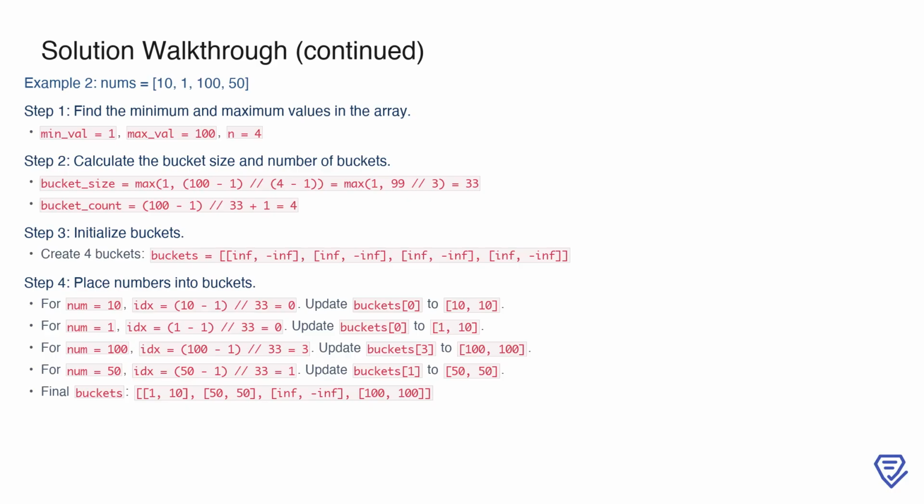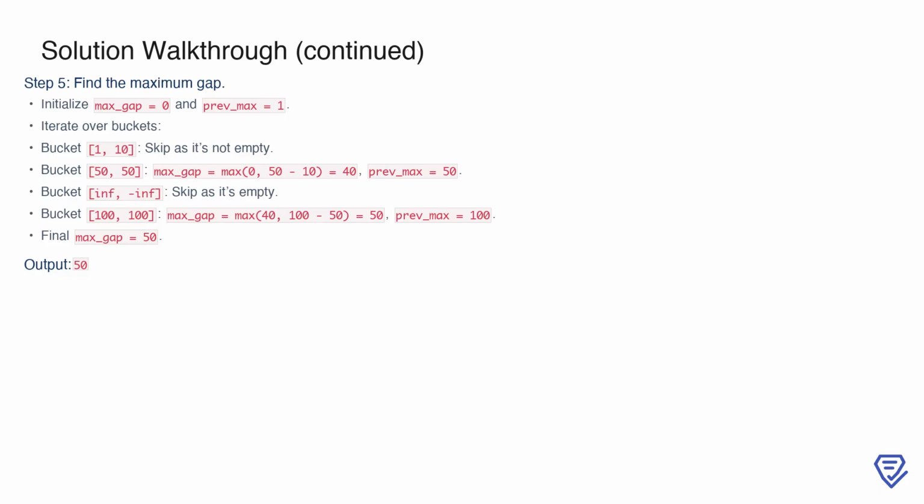After placing all the numbers, the buckets are [1, 10], [50, 50], [INF, -INF], [100, 100]. With the buckets populated, we calculate the maximum gap for nums equals [10, 1, 100, 50]. We initialize max_gap as 0 and prev_max as 1. Iterating through the buckets, we begin with [1, 10], where the gap is 0, and prev_max becomes 10. Moving to [50, 50], we compute the gap as 50 - 10 equals 40, updating max_gap to 40, and set prev_max to 50. The third bucket, [INF, -INF], is empty, so we skip it.